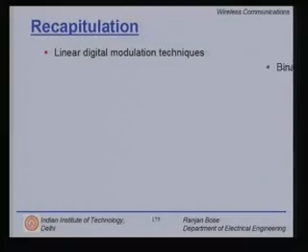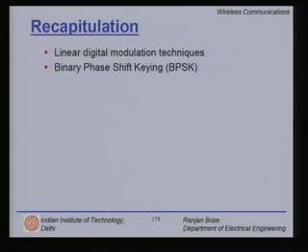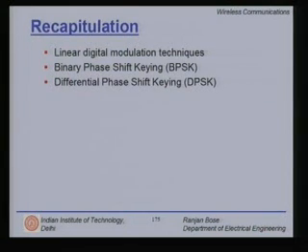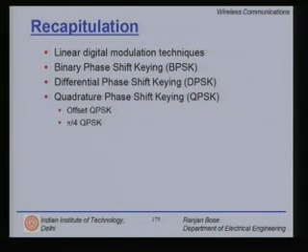First, the recap. In the past couple of lectures, we have looked at linear digital modulation techniques. Specifically, we have looked at binary phase shift keying, differential phase shift keying, and quadrature phase shift keying or QPSK. Within that, we looked at two variations: offset QPSK and pi by 4 QPSK. These two were intended to ensure that phase changes are limited, in the first case of offset QPSK to 90 degrees and in pi by 4 QPSK to 135 degrees.